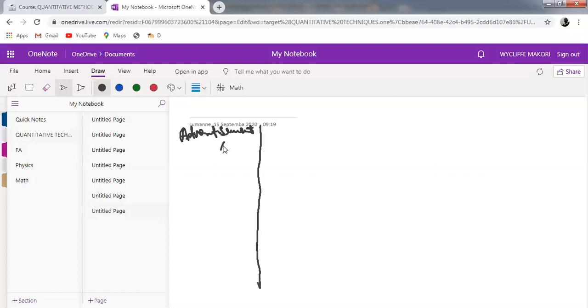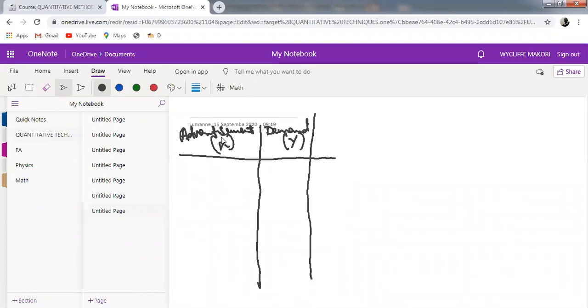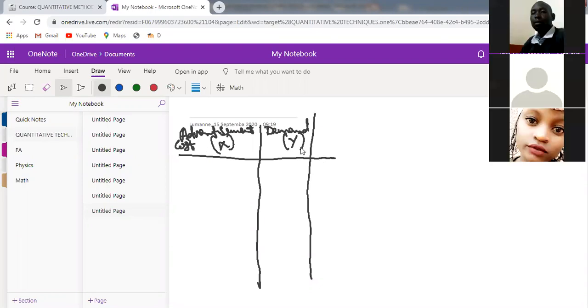This is our X value. And then we are given maybe the demand, which will be our Y value. It is simply going to give us the advertisement cost, the cost of advertising, and the demand.